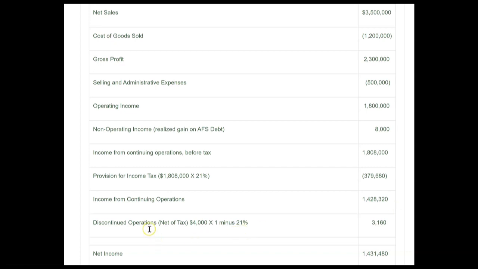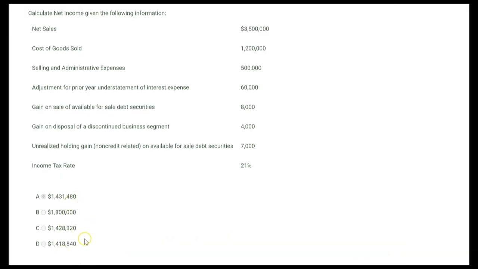But we have a discontinued operation of $4,000. And here's where you'd have to remember your discontinued operations rules are shown net of tax. So $3,160 instead of $4,000 would be added to the income from continuing operations. And that would give you a total net income of $1,431,480. And then when you see your 4 choices, you'll be very happy to see that one of those choices says $1,431,480. Letter A is the correct answer.